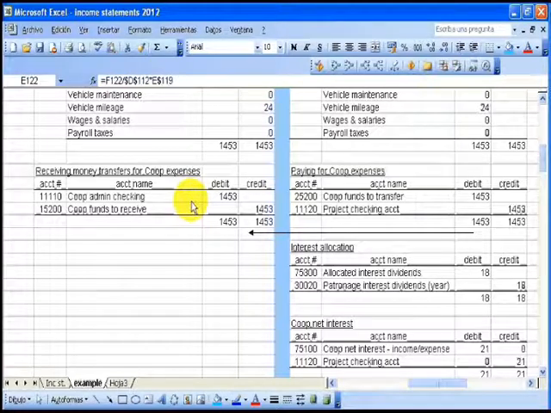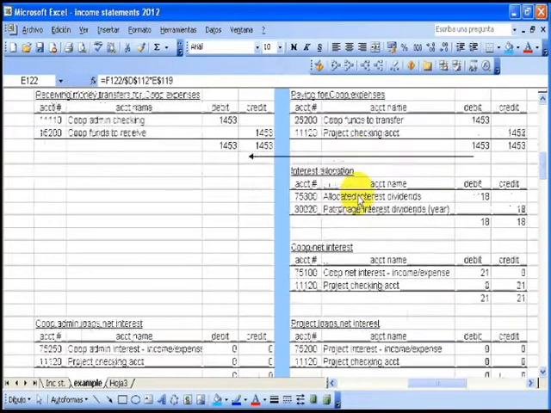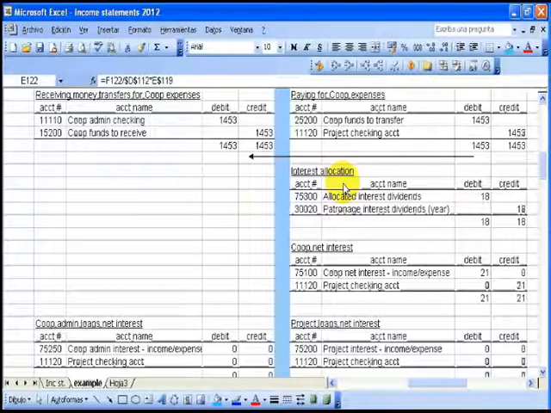So this makes sure that the co-op administration's income balance zeroes out, and that all the expenses end up on the income statement of the particular projects. And here we come down to the interest allocation. This is how much interest the members receive on their member equity accounts.